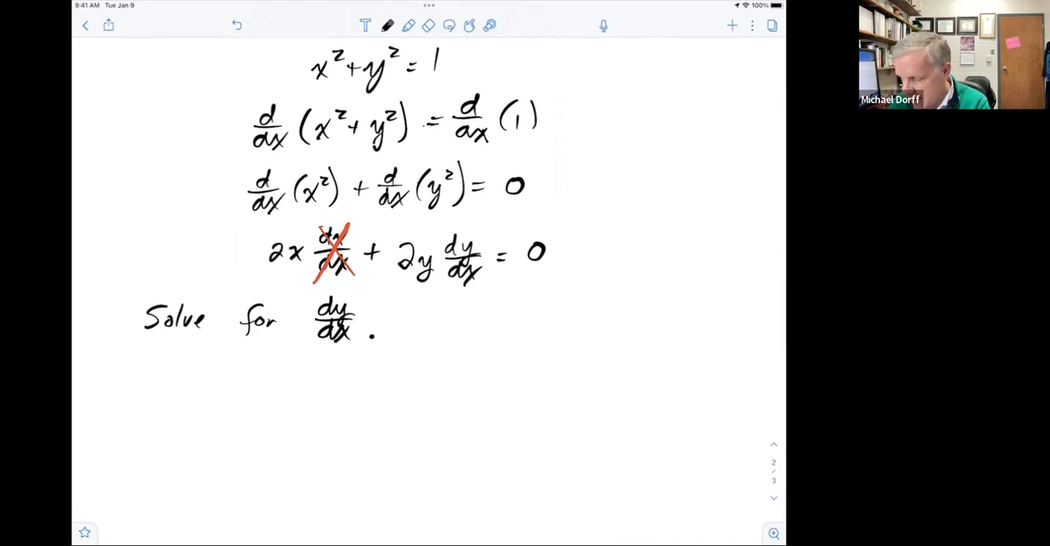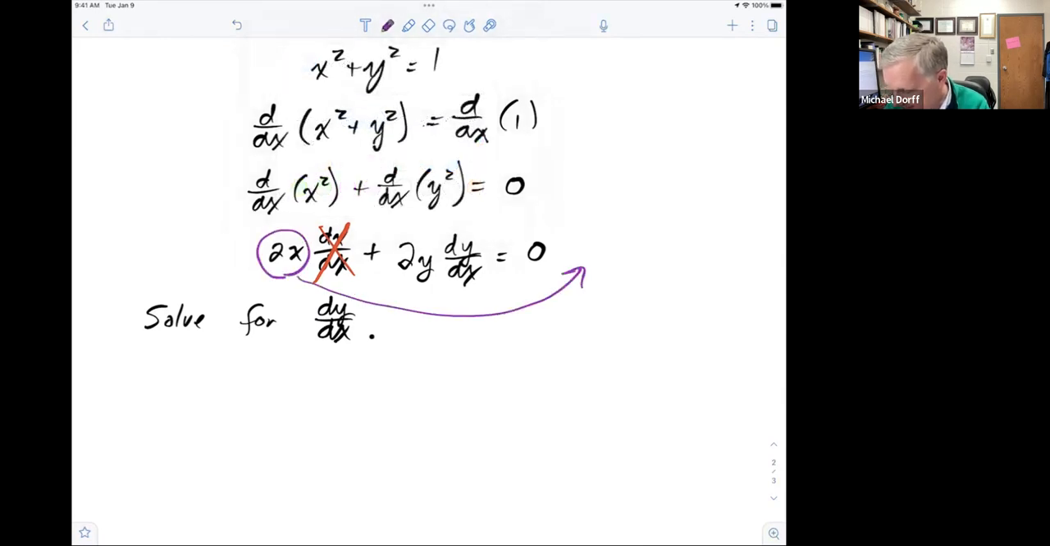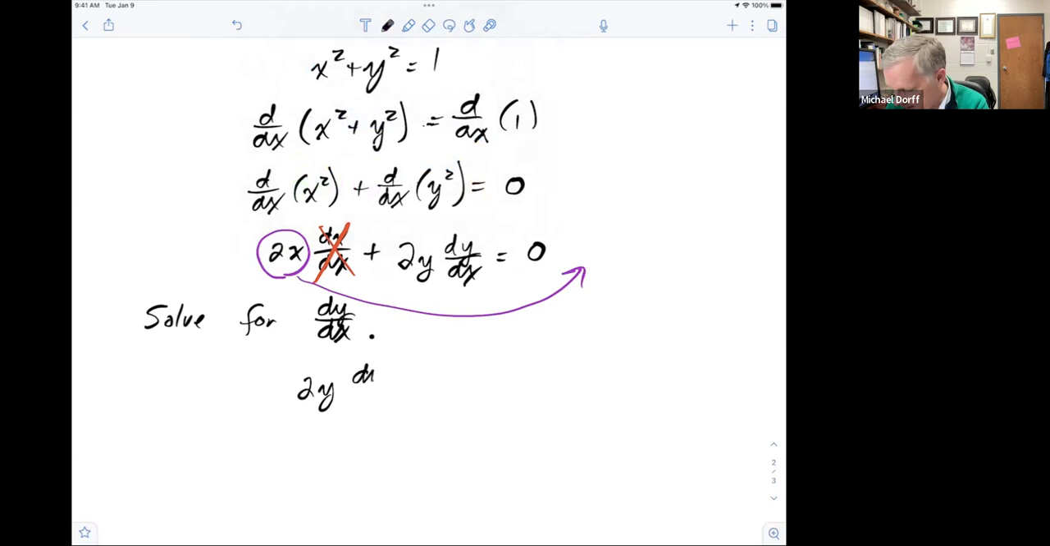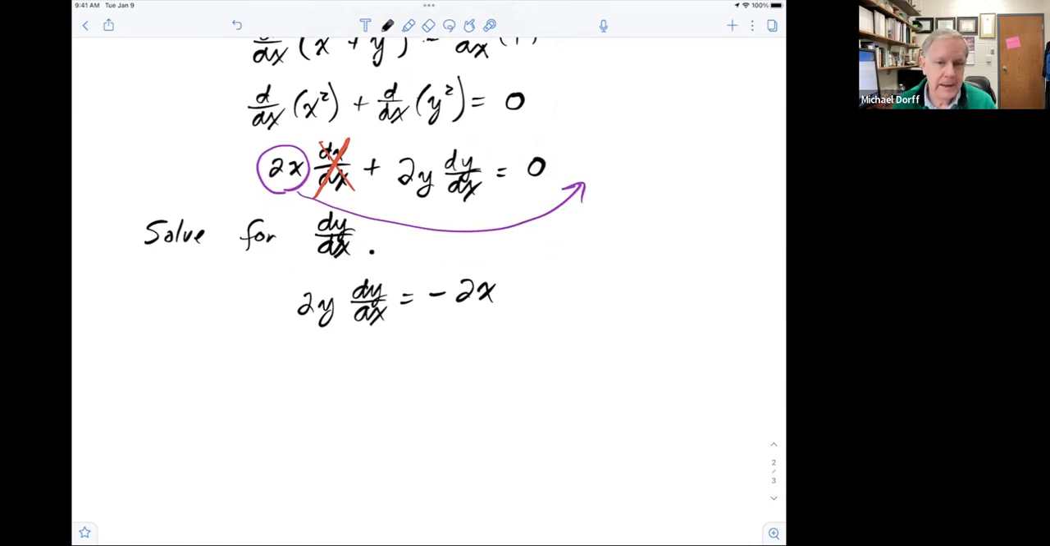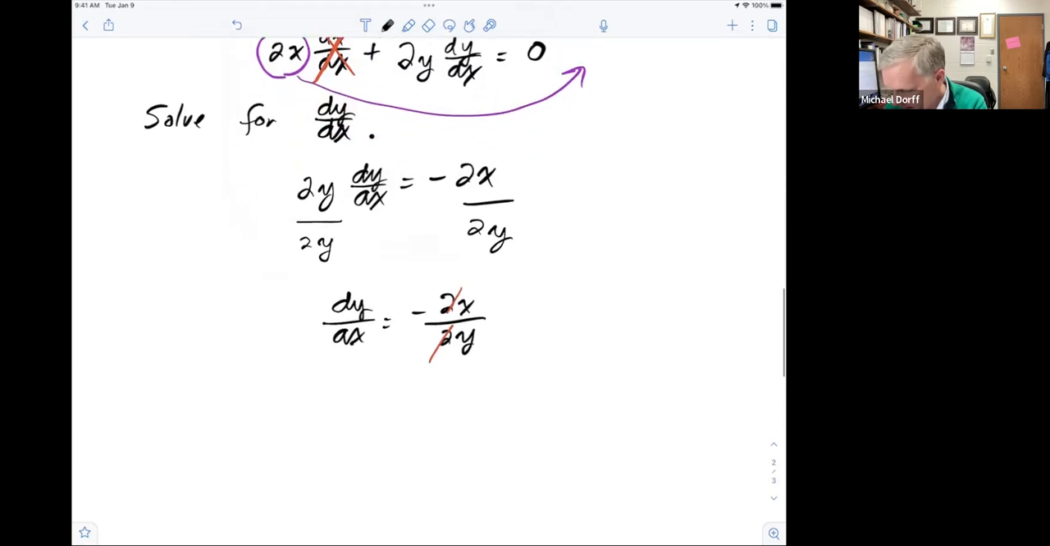So to solve for dy/dx, I'm going to bring the 2x on the left side over to the right side by subtracting 2x from both sides. So then I'm going to have 2y dy/dx on the left and a minus 2x on the right. Now, to get the dy/dx by itself, I'm going to divide both sides by 2y. And so that's going to give me dy/dx equals negative 2x over 2y. And I can cancel out the 2's here to end up with dy/dx equals negative x over y.